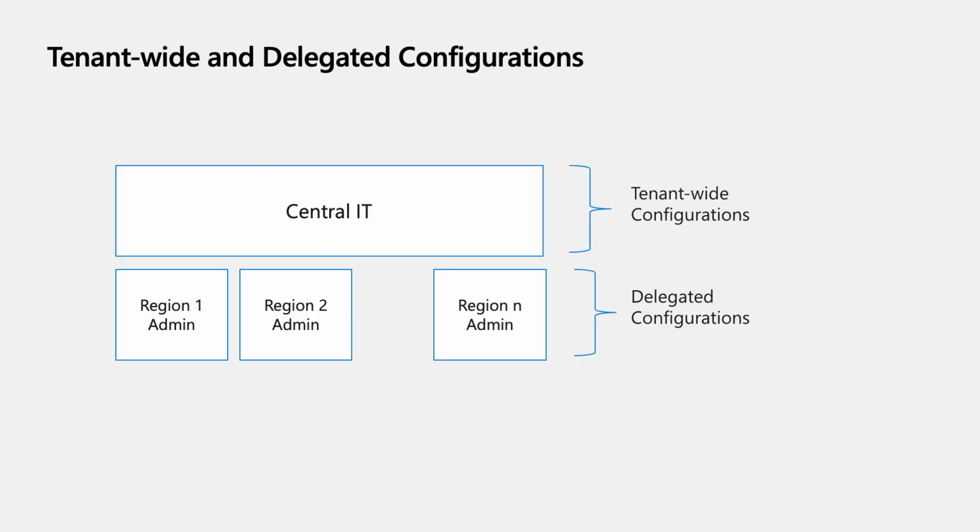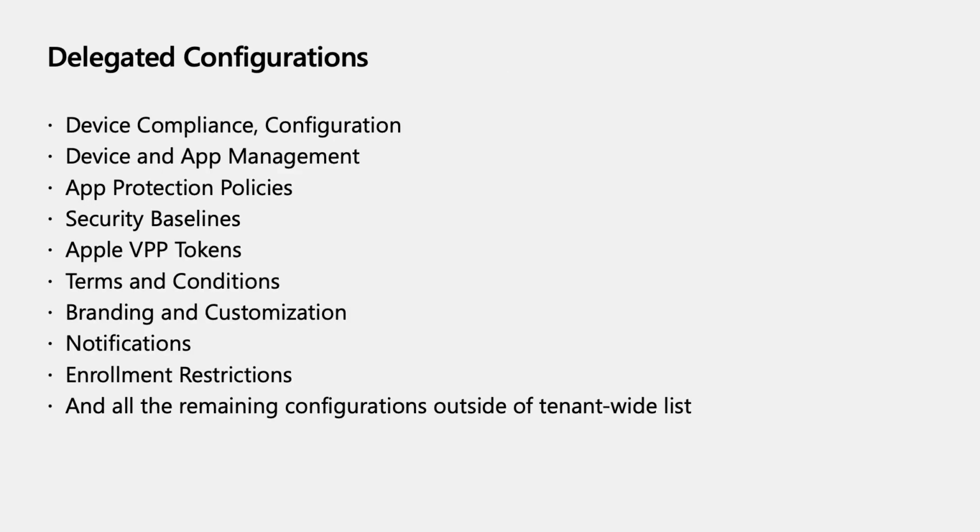So the important part is to identify tenant-wide configurations so they can be configured by central IT, and to also identify the remaining configurations that can be delegated to your regional admins. So as I said, all the remaining configurations which are not part of tenant-wide list form your delegated configurations. I've mentioned this list, but it's not complete since it's huge, but a few examples include security baselines, policy sets, and so on. And in the previous sections, we saw how we can combine roles and scope tags to achieve this delegation for region and department admins.